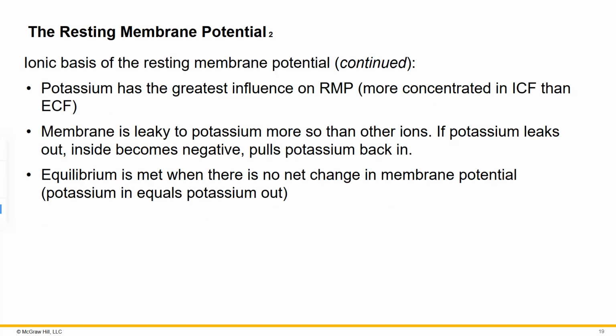Potassium has the greatest influence on the resting membrane potential. It's more concentrated in the intracellular fluid than the extracellular fluid. The membrane is leaky to potassium more so than other ions. If potassium leaks out, the inside becomes negative and pulls potassium back in. Equilibrium is met when there is no net change in membrane potential. Potassium in equals potassium out.